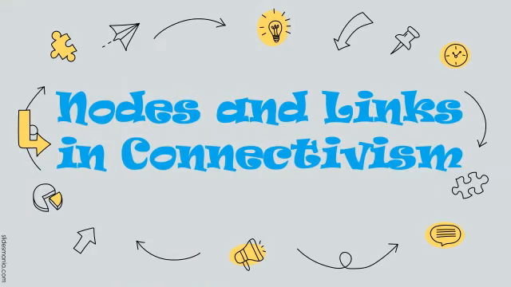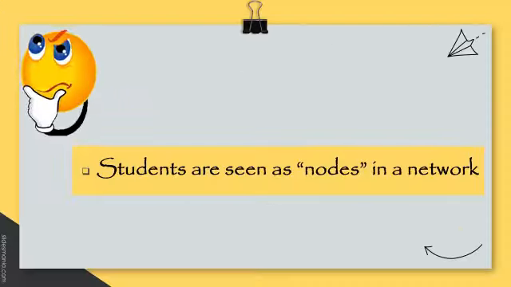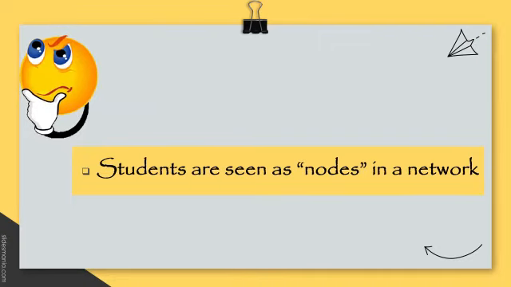Nodes and links in connectivism. According to connectivism, learning is more than our own internal construction of knowledge. Rather, what we can reach in our external networks is also considered to be learning from this theory. Two terms, nodes and links, have been commonly used to describe how we gain and connect to information in a network. In connectivism, students are seen as nodes in a network. A node refers to any object that can be connected to any object, like a book, web page, person, etc.